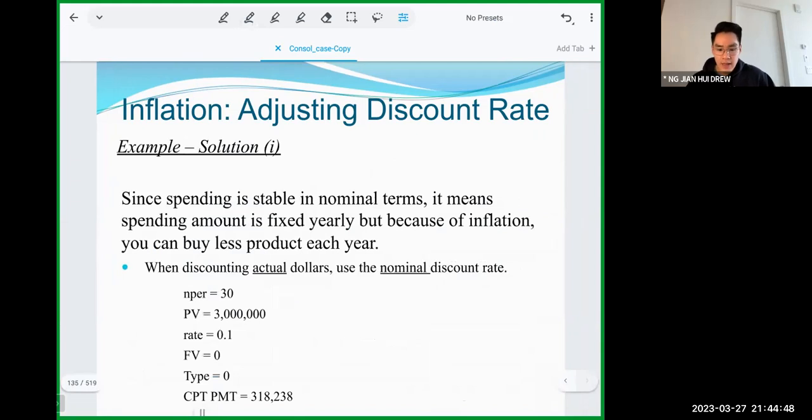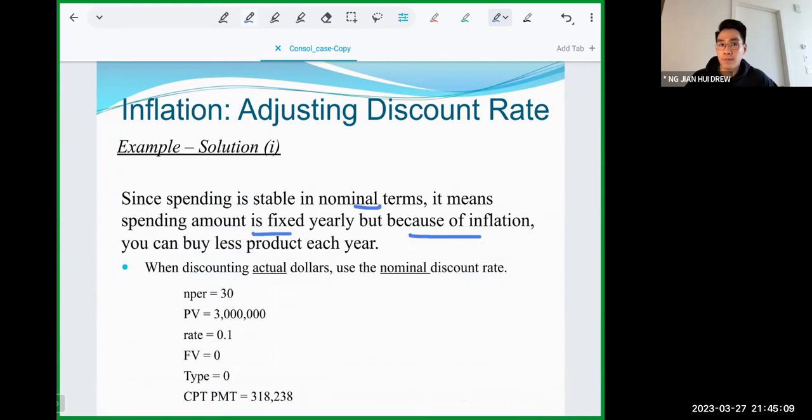What does this mean? So I've provided you the explanation. So what does this mean? Since the spending is stable in nominal terms, it means that the spending amount is fixed every year. But because of inflation, you will buy less and less things. That's all, which is basically what we have done so far, right?